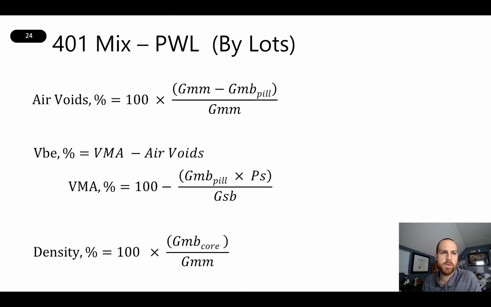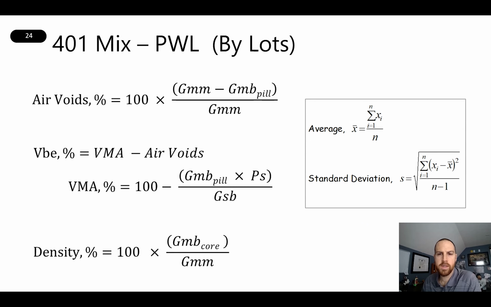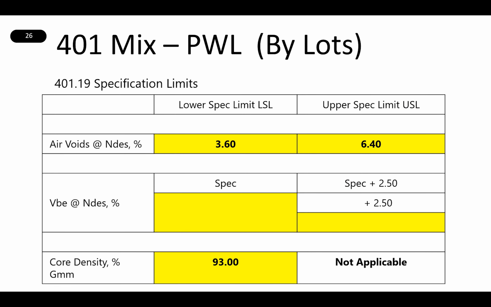So accepting by PWL, we still use the same volumetric equations we're used to. And like I said, it brings in the average of those tests and also looks at the standard deviation. Before we can calculate a quality adjustment by PWL, we need to know the specification limits, and these are contained in 401.19 of the spec book. For air voids, the lower specification limit is 3.6 and the upper specification limit is 6.4. If you notice, 5% is right in the middle of that.